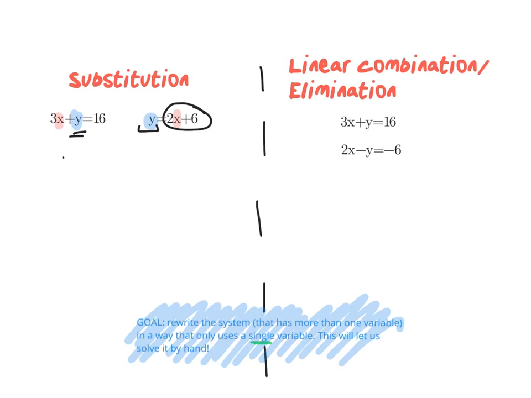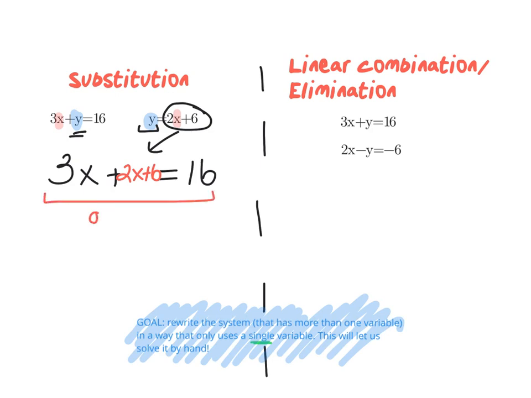It's 2x plus 6. So instead of 3x plus y is equal to 16, I know that wherever I see y, I can replace it with 2x plus 6. So then we went ahead and instead of y, we replaced it with what y is equivalent to, which is 2x plus 6. So now, after that substitution, this equation only has one variable. And that's really good, because if our equation only has one variable, we can solve it.